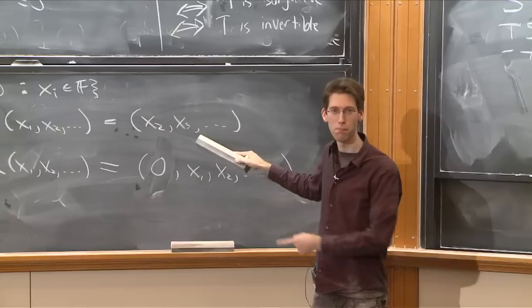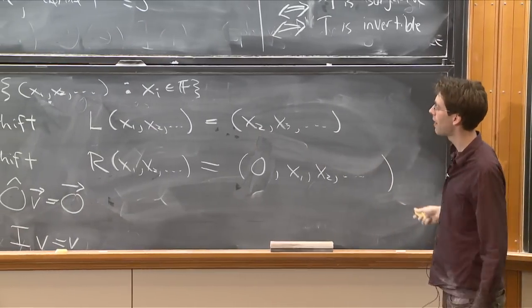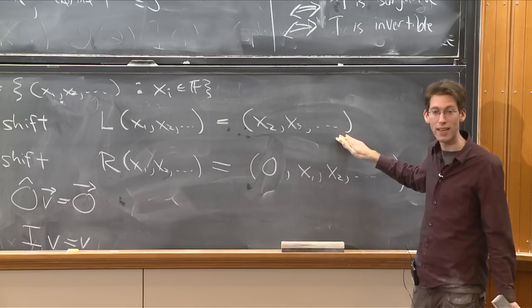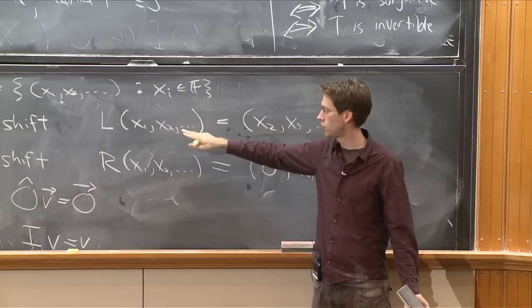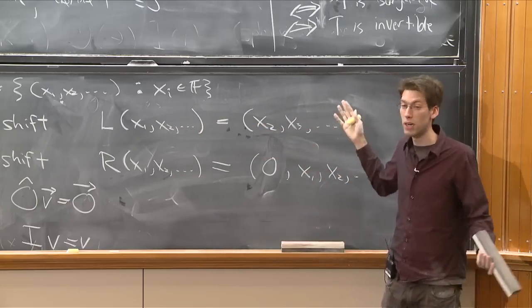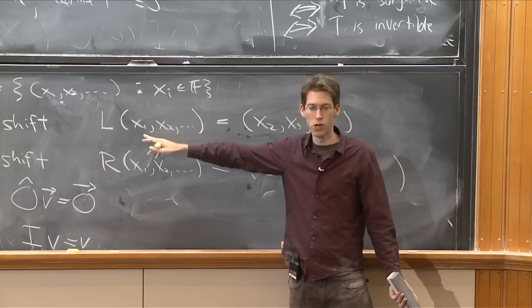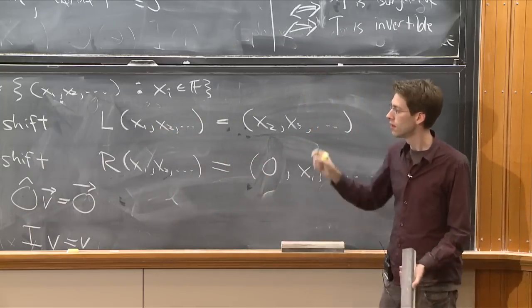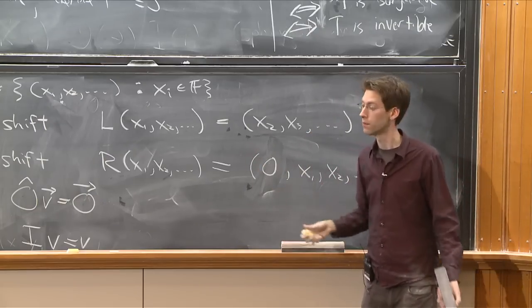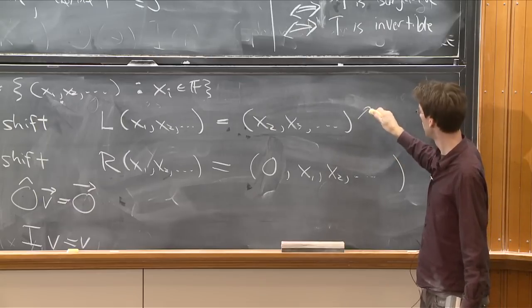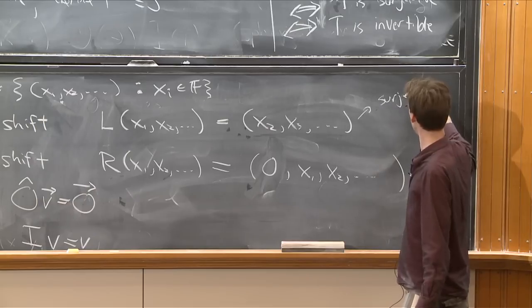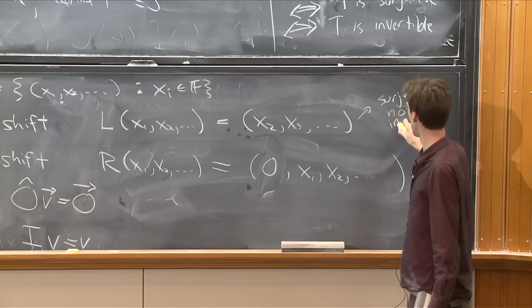You'll notice I didn't erase this blackboard strategically. Yes, the left shift operator is surjective. I can prepare any vector here I like just by putting it into the x2, x3, ... parts. So the range is everything, but it's not injective because it throws away the first register. It maps things with a non-zero element in the first position and zeros everywhere else to 0. So this is surjective, not injective.